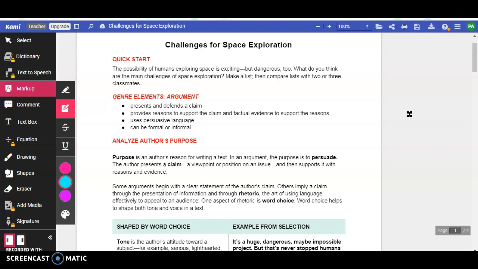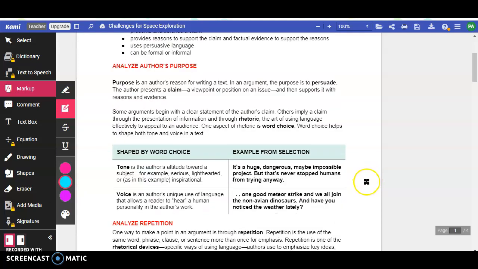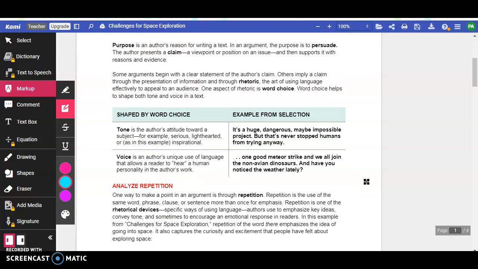Word choice is a very important part of argumentative text or persuasion. Through the author's word choice, we get an idea of their tone or their attitude toward the subject, in this case, toward the challenges of space exploration. We also are able to get to know the author through their use of language that conveys their voice, okay? How we can hear, or the author's personality that is put into their work.